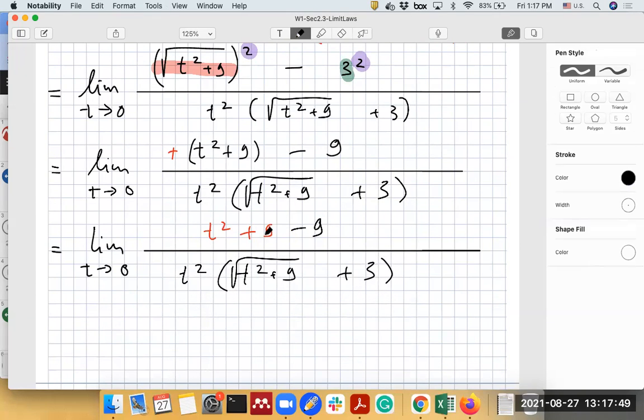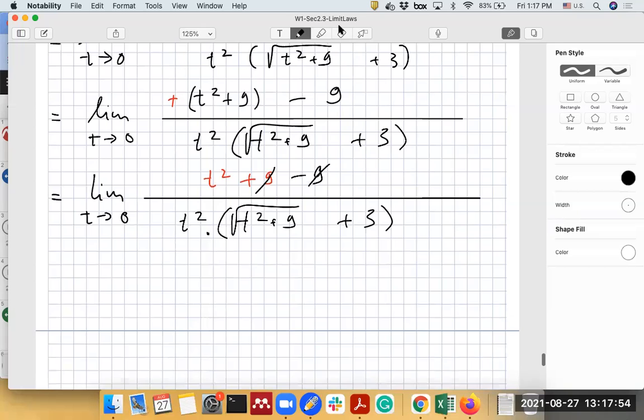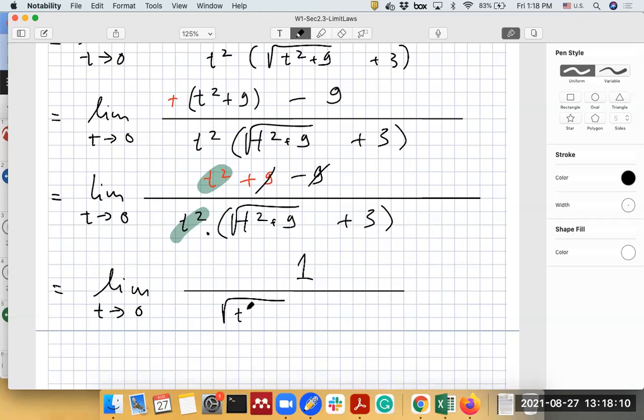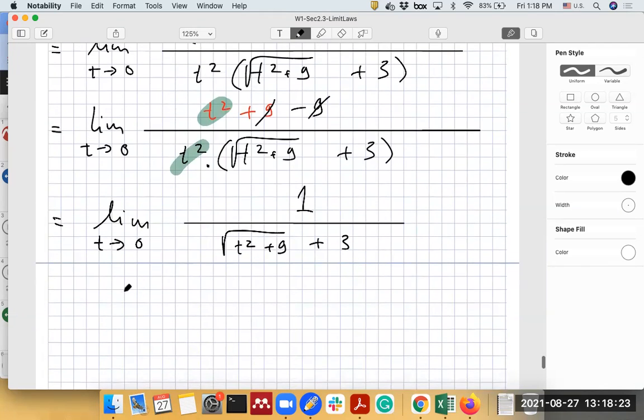Now, these two guys cancel. What should we do now? Very good. T squared, they cancel, and finally it would be, yes, 1 divided by square root of t squared plus 9 plus 3. At t is equal to 0, what does it become? Yes. So the denominator is different from 0.